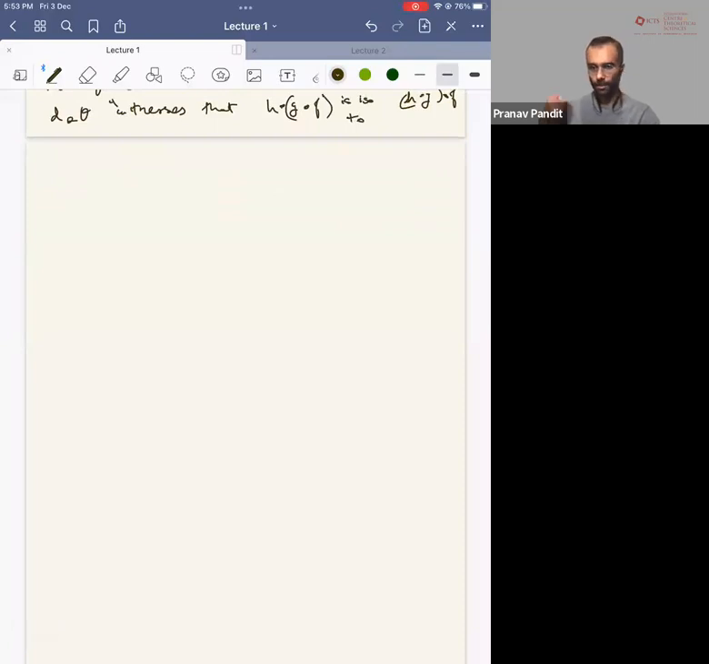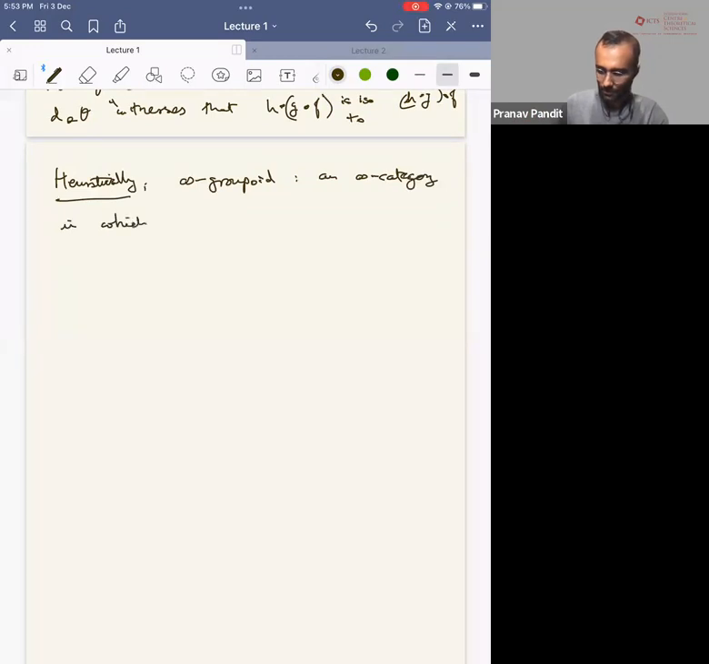And let's talk about why I called a Kan complex an infinity groupoid. So in an infinity groupoid, intuitively, heuristically, what should it be? An infinity groupoid should be an infinity category in which every one morphism is invertible up to homotopy. Homotopy or isomorphism.